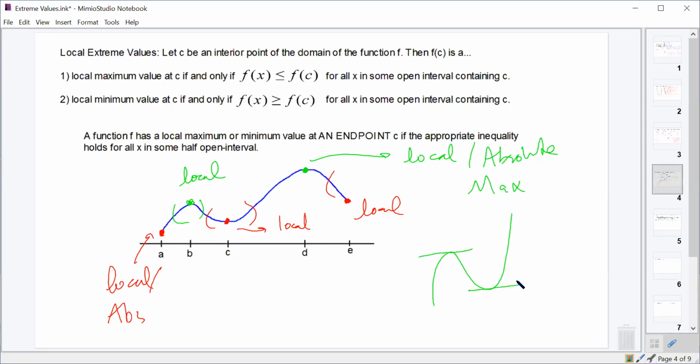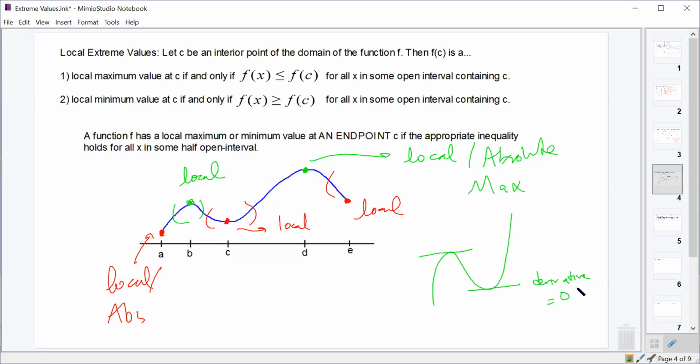Crosses the x-axis? No, it doesn't have to necessarily cross the x-axis. It could do it at that point. But what's going on with the derivative at this local maximum or this local minimum? Horizontal tangent line? It's got a horizontal tangent line, which is telling us that the derivative equals 0. So we're going to use that idea that when the derivative is 0, it's a potential local maximum or minimum.